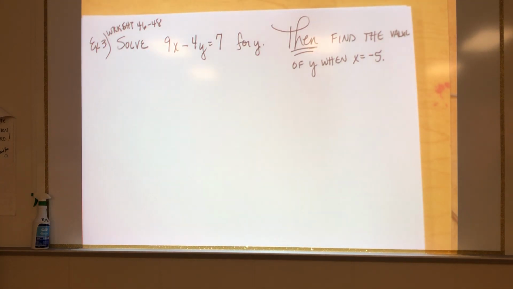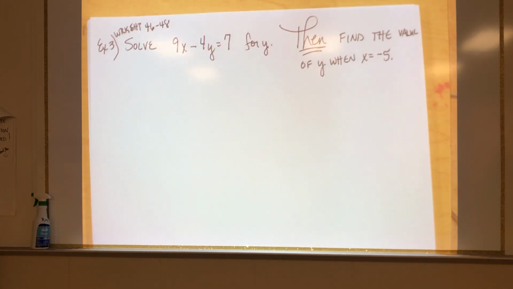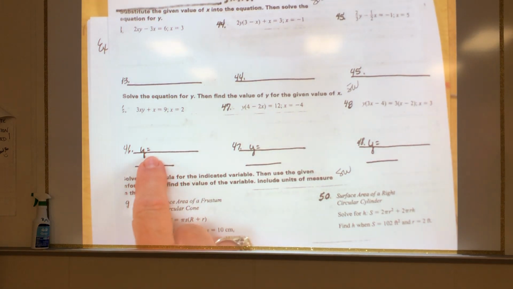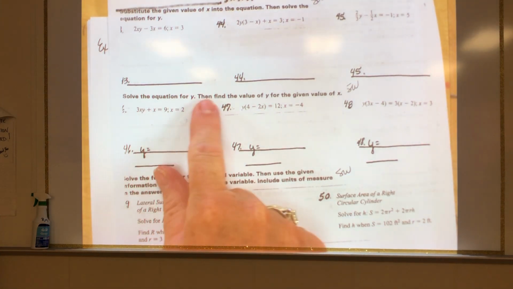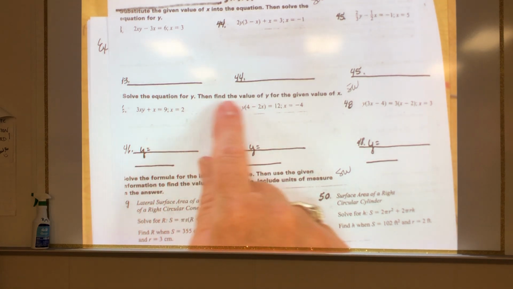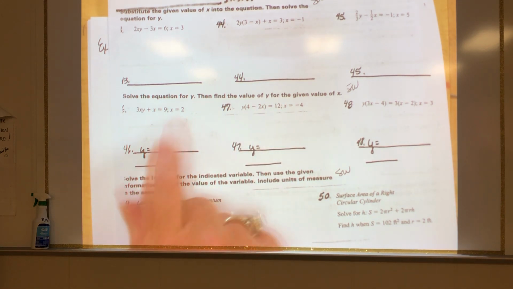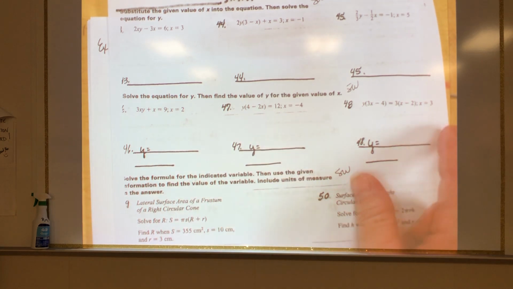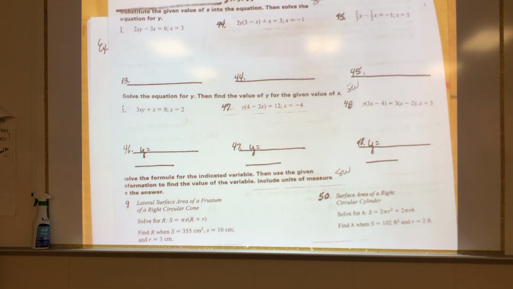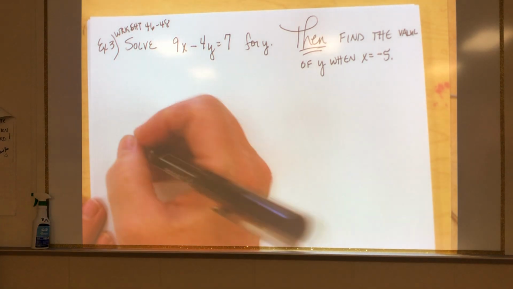Okay? Now, how many answers is this going to have? Two. Two answers. Okay? You can see on the worksheet what I've done is I said solve the equation for y. Y is equal to. That's going to be where your equation goes. Then find the value of y for the given value of x. So then you're going to tell me what y is equal to when x is 2, when x is negative 4. Okay? Over here when x is 3. All right? So the first thing I'm going to do is I'm going to take this equation. Here's what your worksheet looks like.